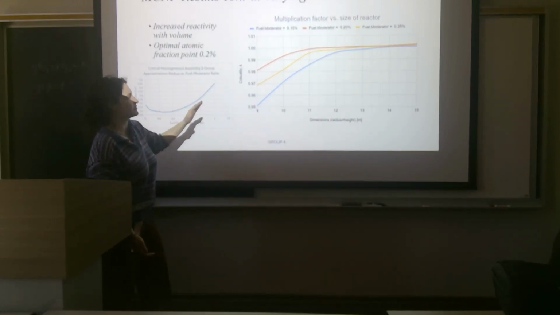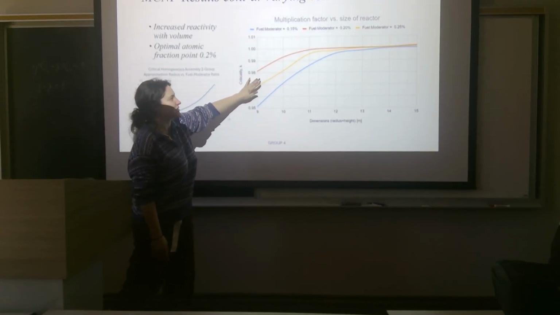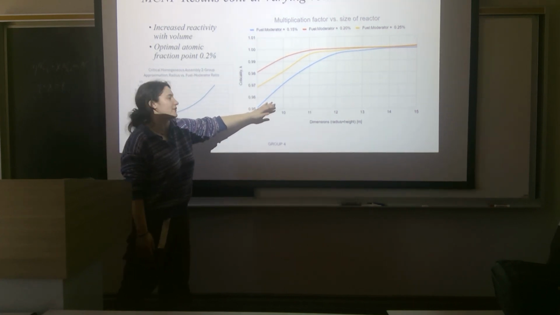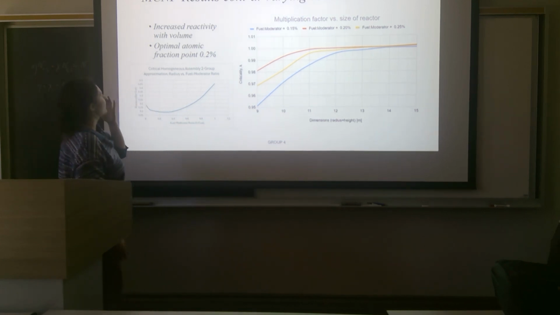And our red line here shows the highest criticalities, which is at 0.2%, as we found previously. That's the optimal one, but you do see how if it's 0.25, so if it's higher than that, the criticalities are still generally lower, and then the same for 0.15% is even lower.